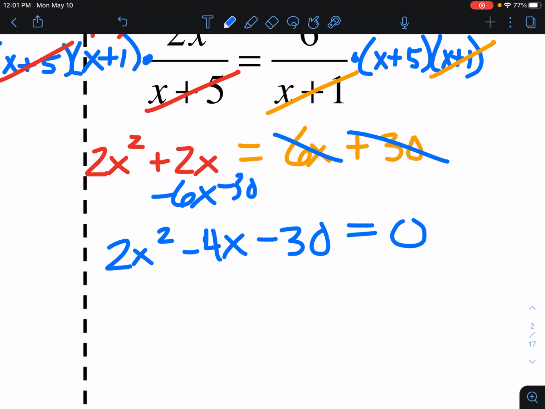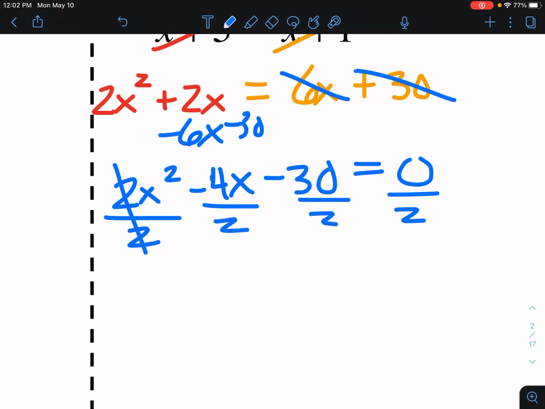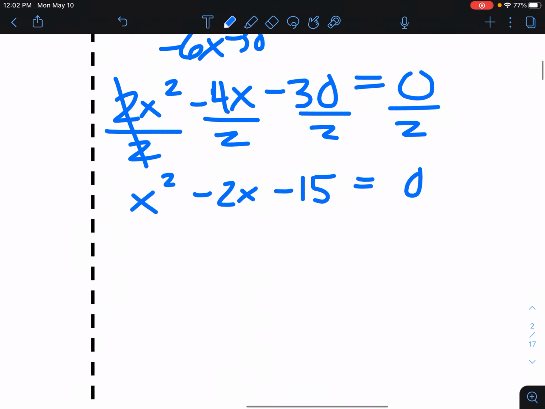Okay, to solve this, I don't like that 2 out in front, and I do also notice my other numbers are 4 and 30, which also divide by 2. So I'm allowed to divide everything by 2 to get rid of this 2 in front. And now I'm going to try to factor, or use the quadratic formula, whatever you prefer, but I know this can be factored.